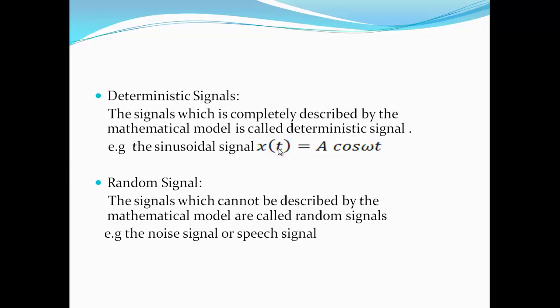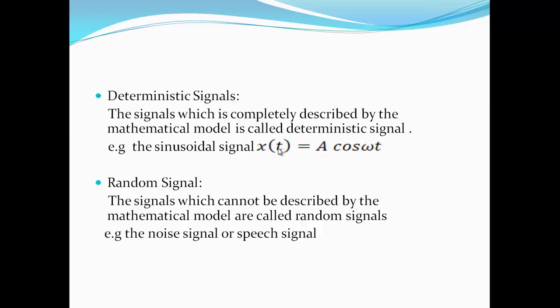Next, you have the random signals. These signals which cannot be described by a mathematical model are called random signals. For example, can you think of an example? The noise signal or the speech signals, they are all random signals. Random signals cannot be described with the help of mathematical rules or formulas.